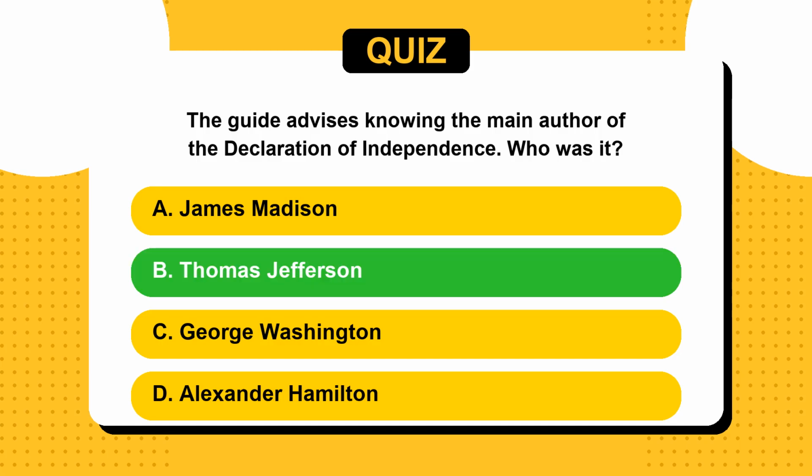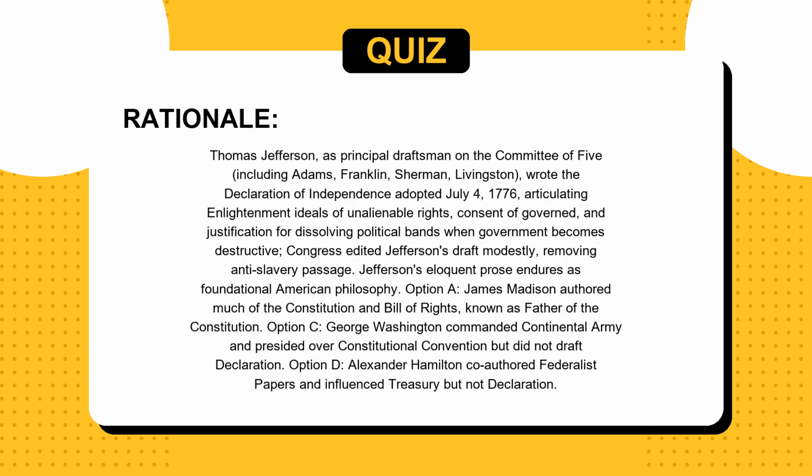The answer is B. Thomas Jefferson, as principal draftsman on the Committee of Five, including Adams, Franklin, Sherman, and Livingston, wrote the Declaration of Independence adopted July 4, 1776, articulating Enlightenment ideals of unalienable rights, consent of the governed, and justification for dissolving political bonds when government becomes destructive. Congress edited Jefferson's draft modestly, removing the anti-slavery passage. Jefferson's eloquent prose endures as foundational American philosophy.